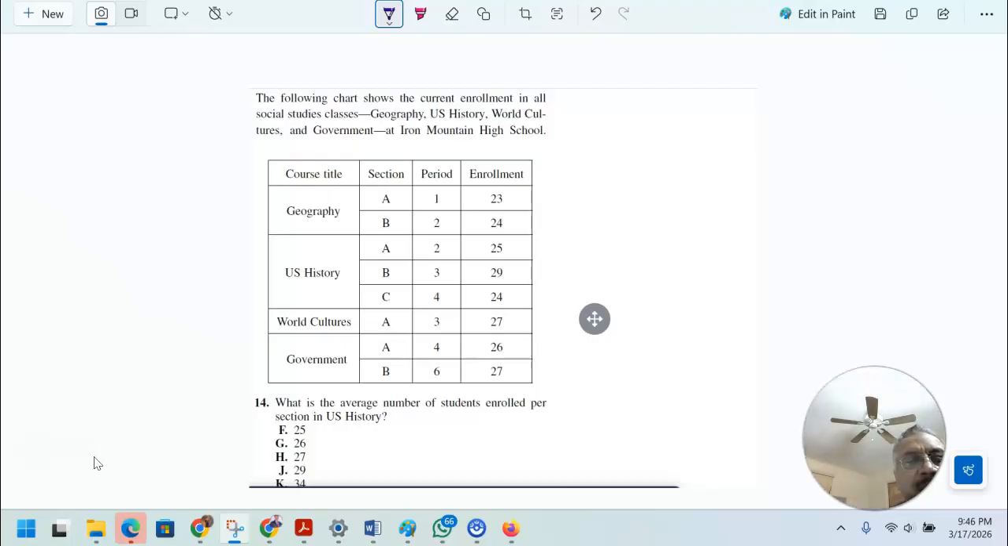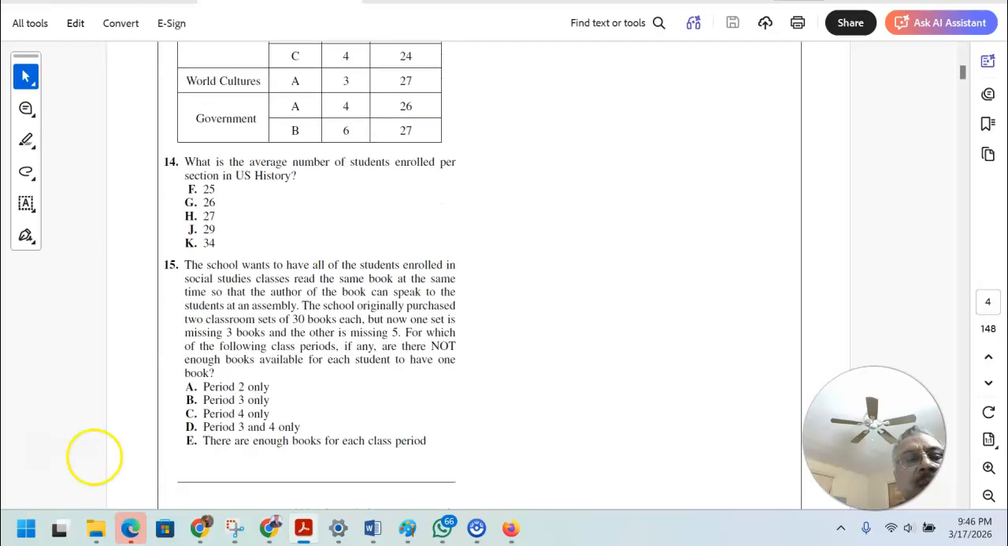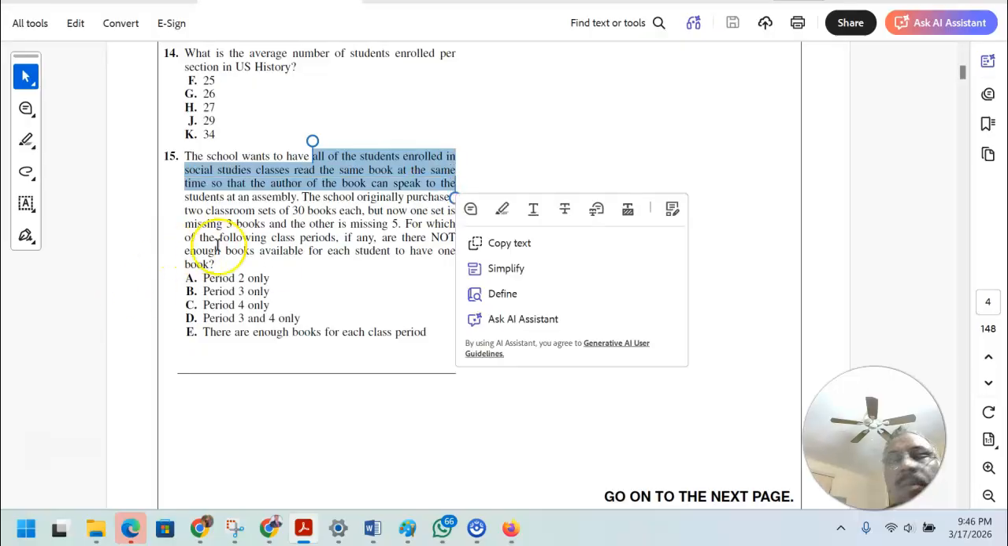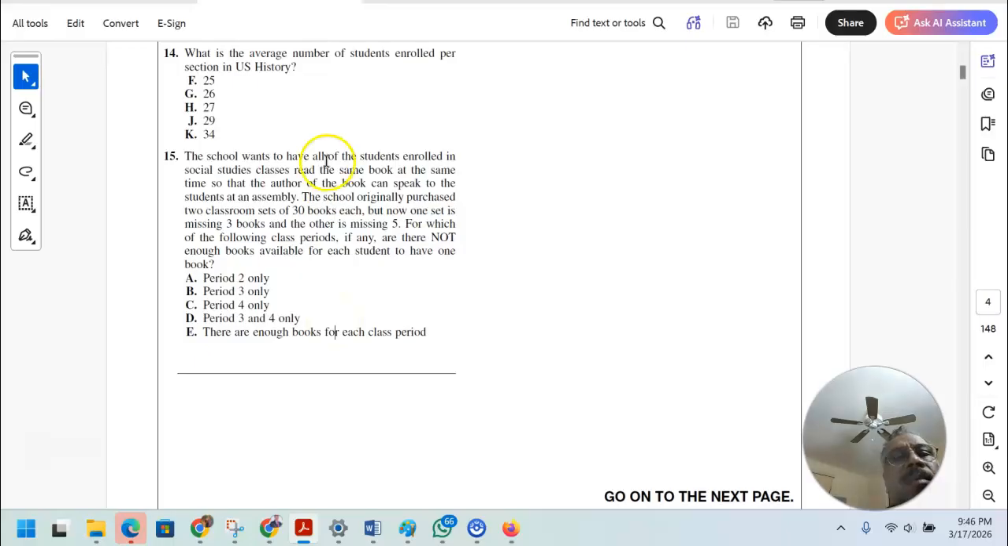But then there is another question he's asking, question number 15. Let me show the question. Let's go back to the question. Here it is. So a school wants to have all students enrolled in the social studies class read the same book at the same time, so that the author of the book can speak to the students at an assembly.